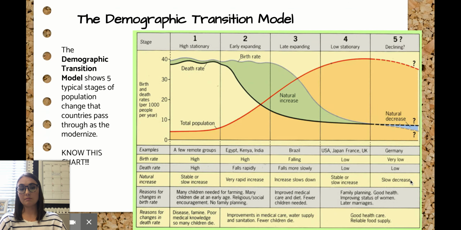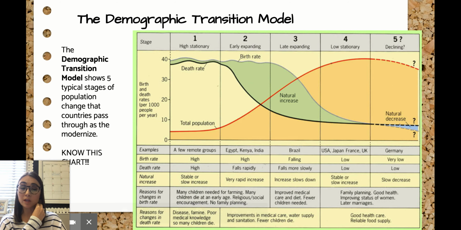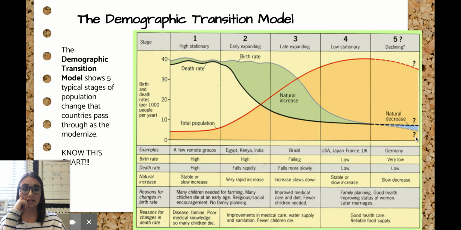And again, there aren't very many countries in stage 5. We don't really know a whole lot about it. But there are a few countries that have kind of gotten out of stage 4, not in a good way, in a more negative way, and their population has actually started to decrease because the birth rate has fallen below the death rate.